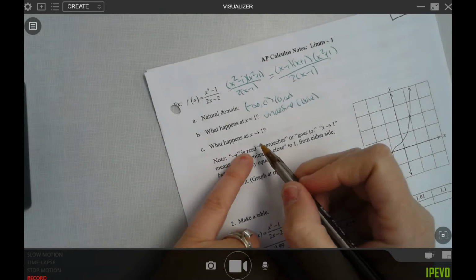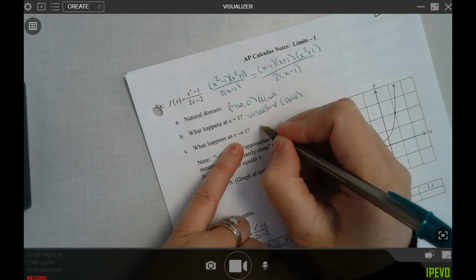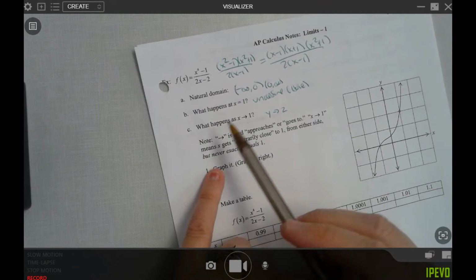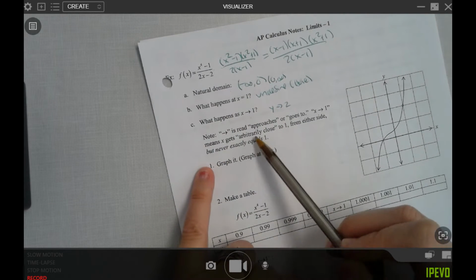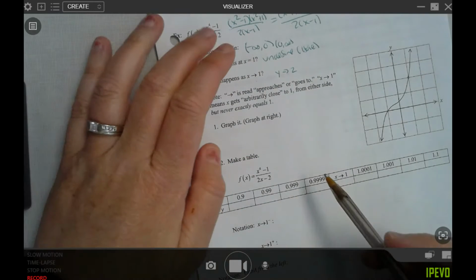So as you get really close to 1, as my x is getting close to 1, my y is getting really close to 2. So you read this as, as it approaches. So as x approaches 1, we're saying if it gets really close. So here's the graph. It's already graphed for you. We want to make a table of values, and I plugged these into my calculator.